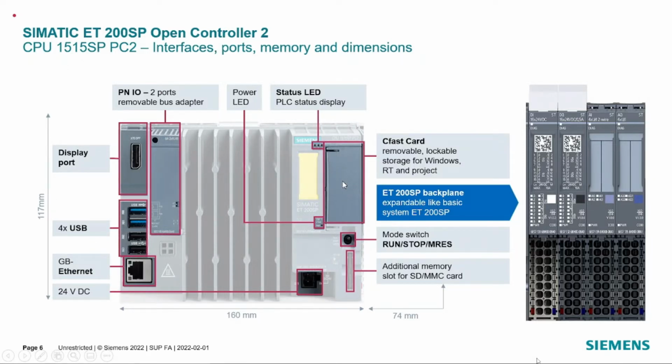If there is any problem with the CFast card and you want to replace it, you just have to remove the flap and insert it. It is removable and lockable storage for Windows RT. You can connect the 8200 SP directly with this backplane, like an 8200 SP CPU or an 8200 IM, like you connect it back to back. You can connect the IOs of the 8200 SP here also with the onboard system. There is a run/stop switch like the normal CPUs of 8200 SPs, and an additional memory card slot for SD and MMC memory cards is also available.